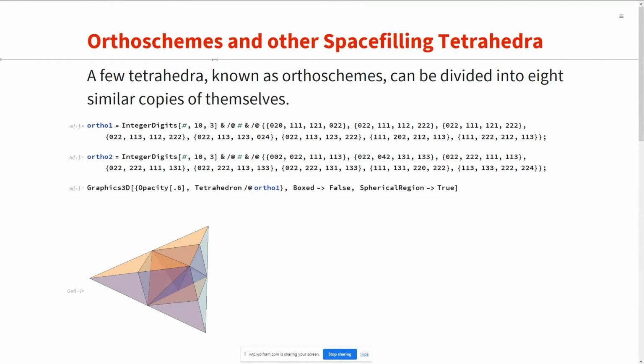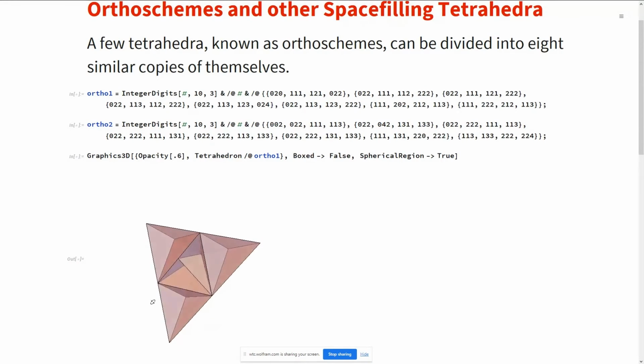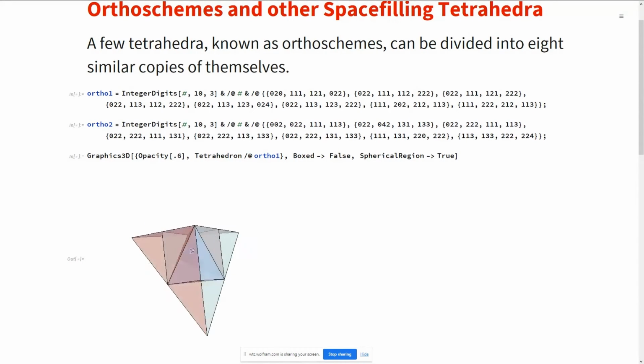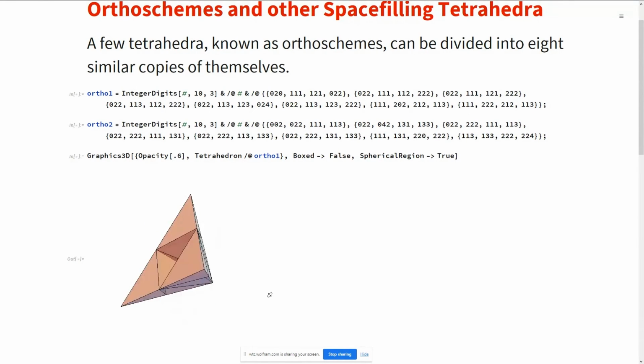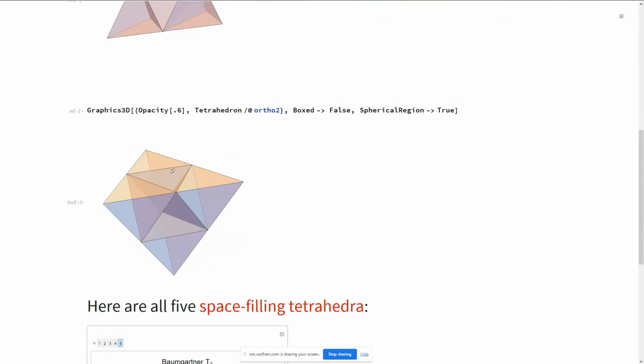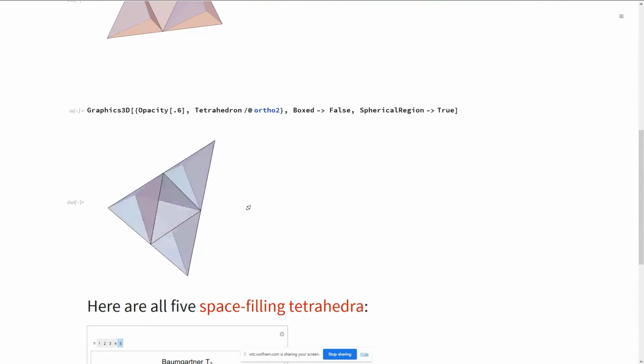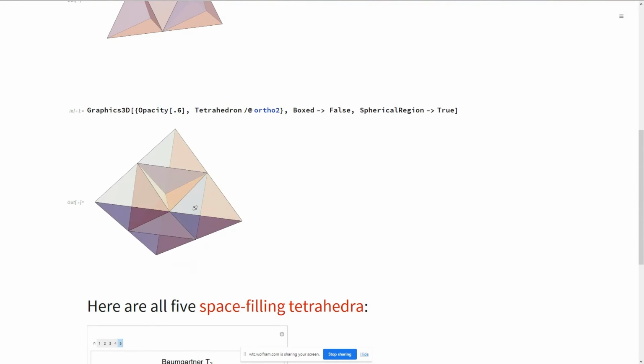We can also look at special tetrahedra, such as the Orthos Schemes. Each of these tetrahedra here is divided into 8 copies of itself that are smaller. There are 2 known Orthos Schemes. Here's one of them, and here's the other. I'm not sure why they're called Orthos Schemes, but there's these 2 of them.